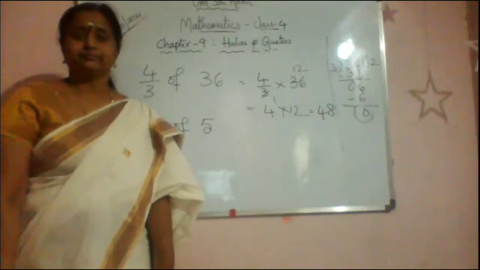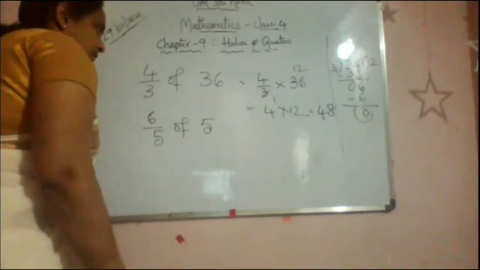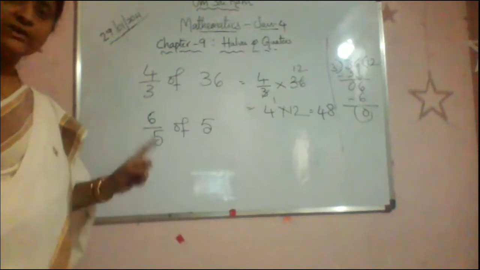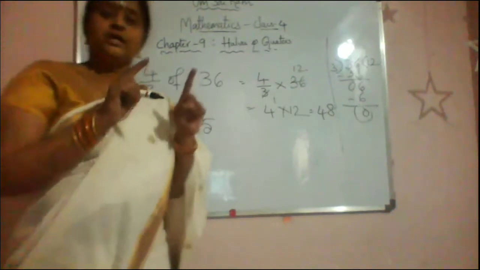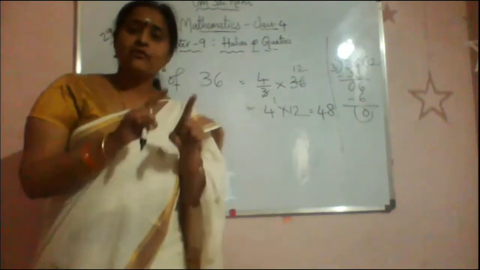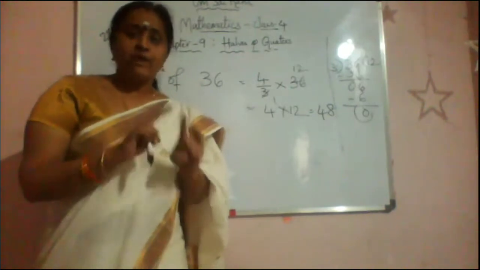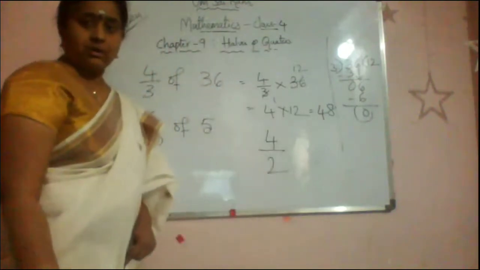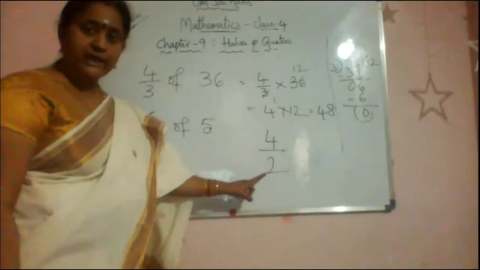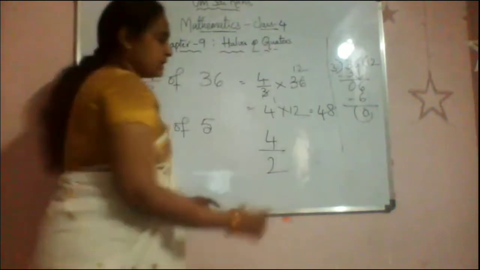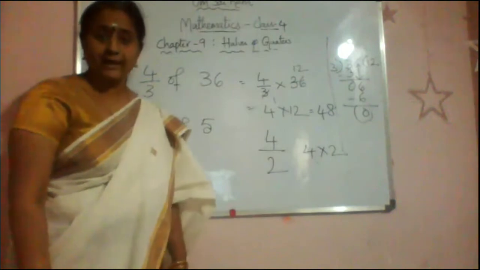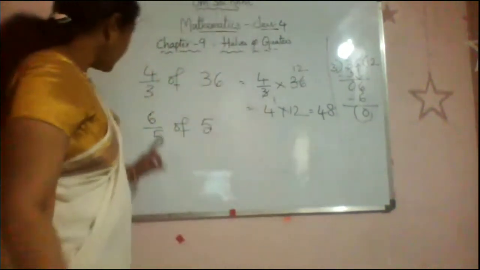Okay, ma'am. Any doubt? No need to explain. Do you understand it clearly now? When the two numbers are in the numerator, we have to multiply. When two numbers are like this, 4 by 2, in numerator and denominator, we need to divide. When both are in the numerators, we have to multiply. Now look at the next one.